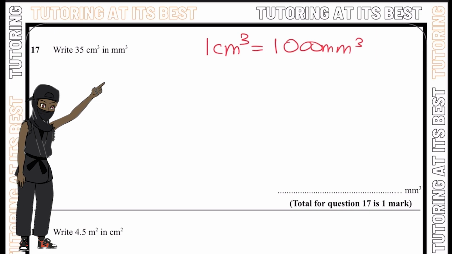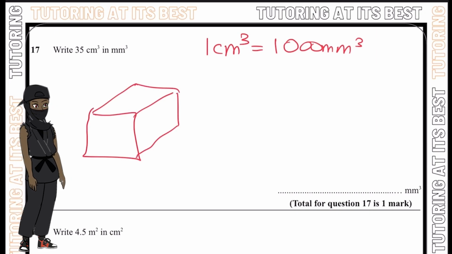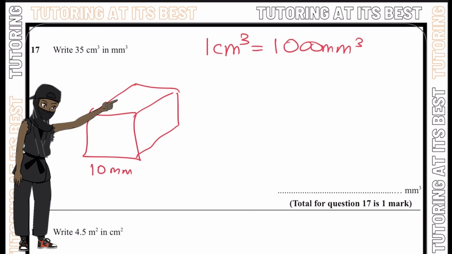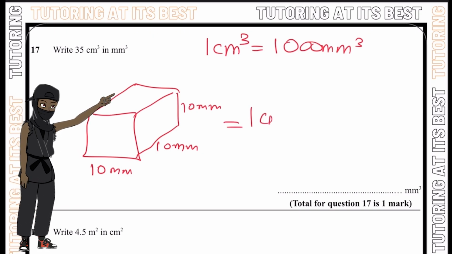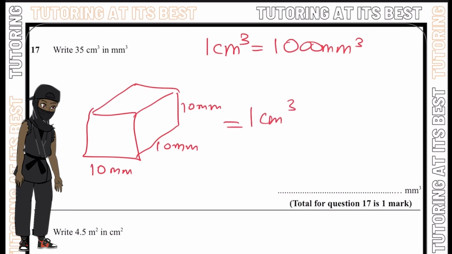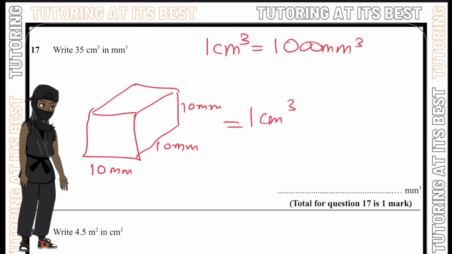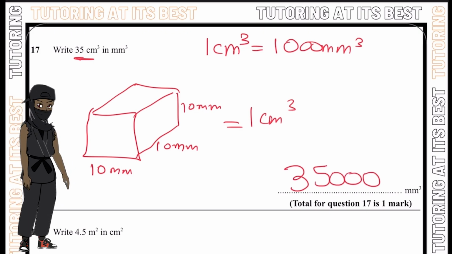But let's draw this out for you. And we now know that for each one, it's 10 millimeters. And that is what equals to 1 centimeter cubed. So if we multiply this out together, 35 centimeter cubes will now begin to look like 35,000 millimeter cubed.